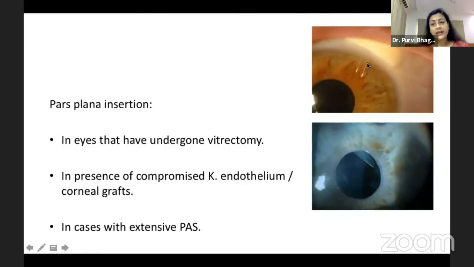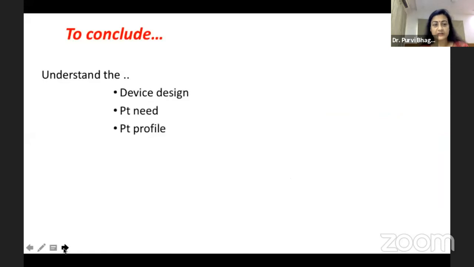In most cases we usually use an implant with the tube going into the anterior chamber, but sometimes we may use a pars plana insertion also, in eyes that have undergone vitrectomy, when there is hardly any space in the anterior chamber, as in the case of multiple peripheral anterior synechiae, in the presence of compromised corneal endothelium, or in post-keratoplasty cases.